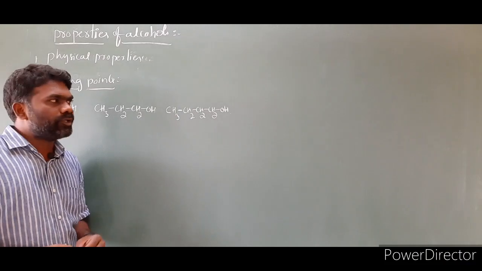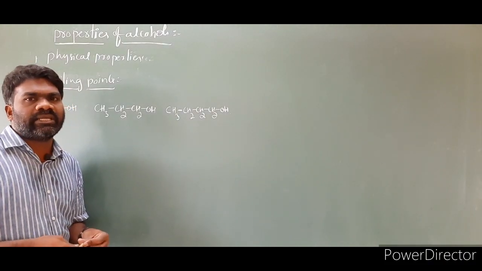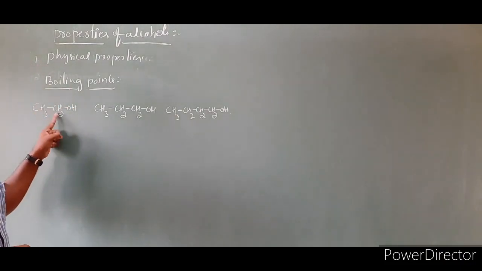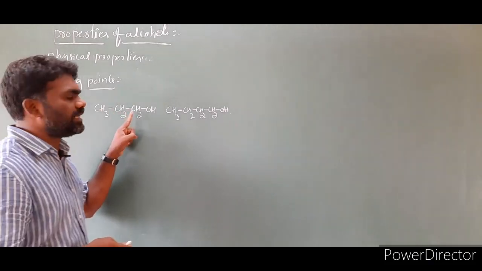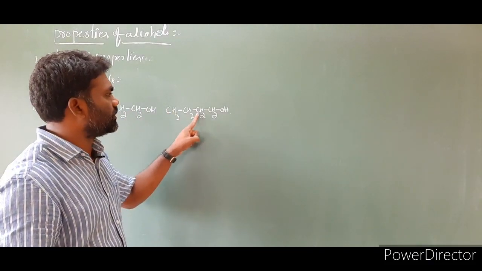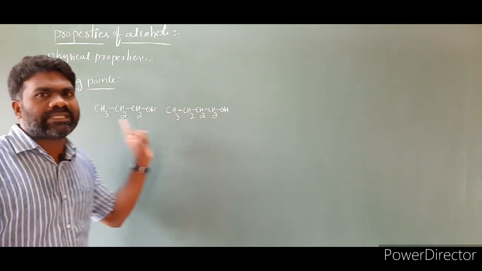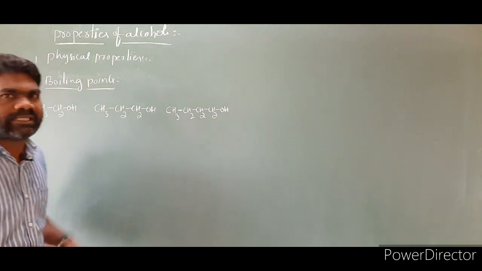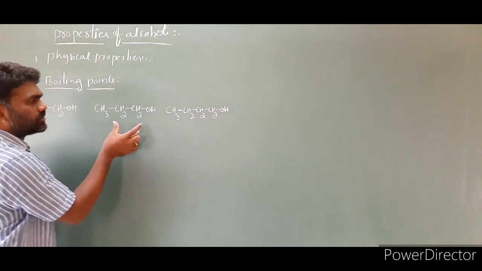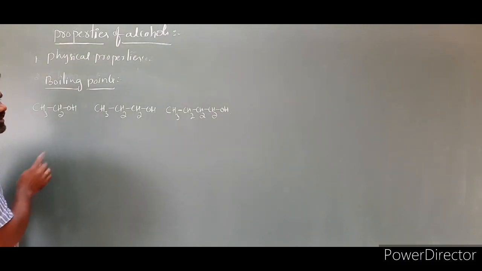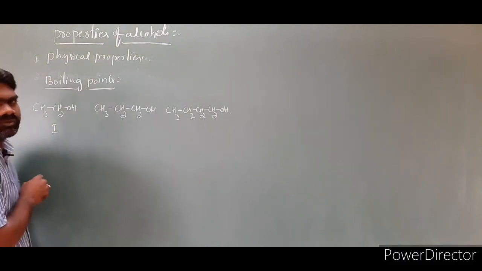Now first what we have to do is check the number of carbons in each molecule. This molecule has 2 carbons. This molecule has 3 carbons. This molecule has 4 carbons. The number of carbons increases. Here are 4 carbons, here are 3 carbons, here are 2 carbons.